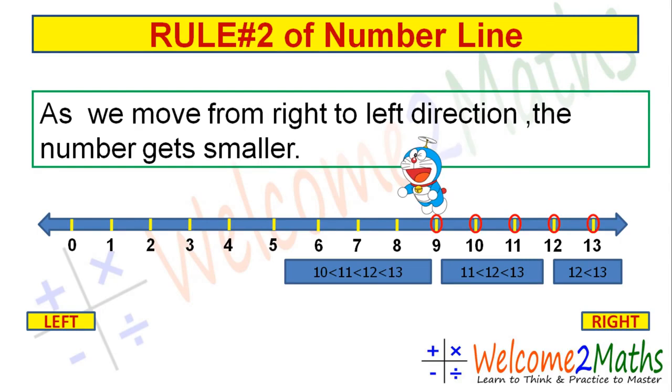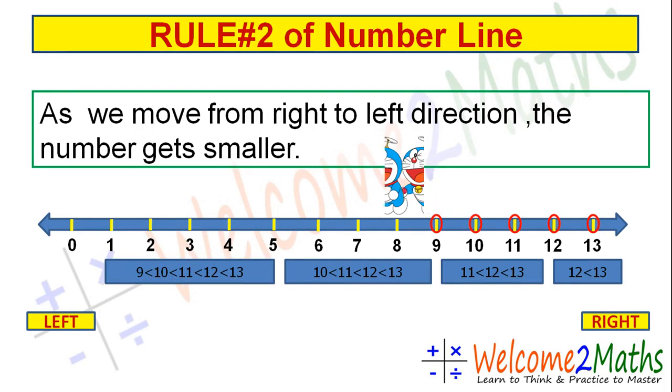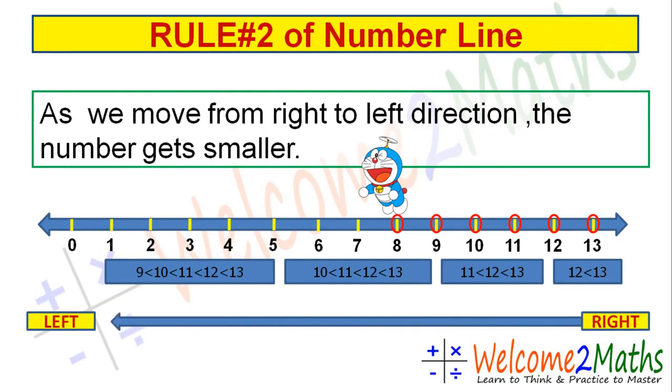Which number? Yes, he is on the number 9. And we know that 9 is less than 10, 11, then 12, then 13, and this process will also continue. That means when we move from right to the left direction on the number line, the number gets smaller. Okay, so got it, the rule number 2?